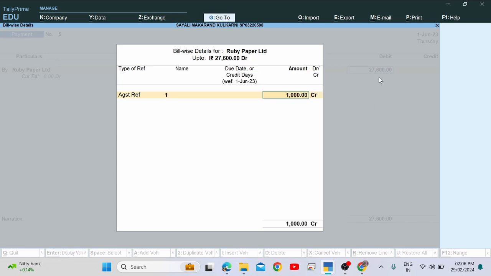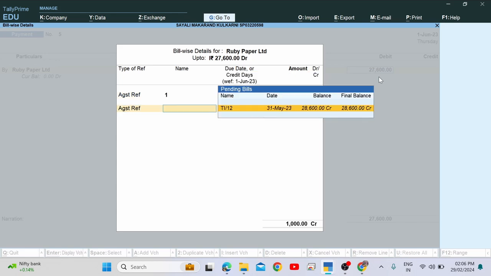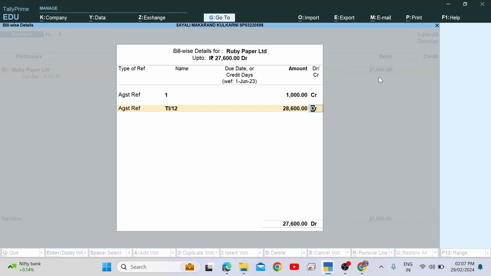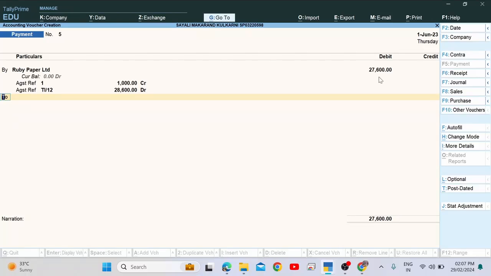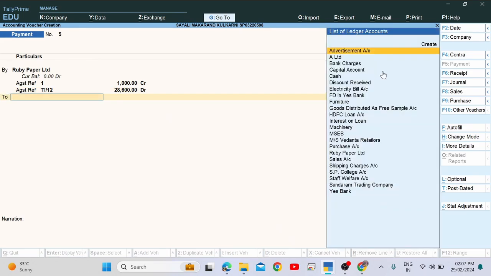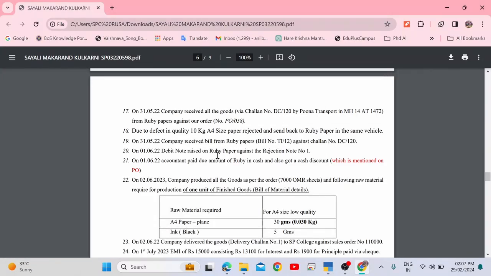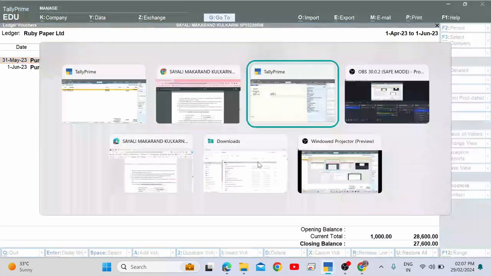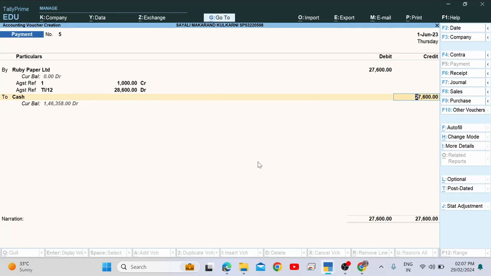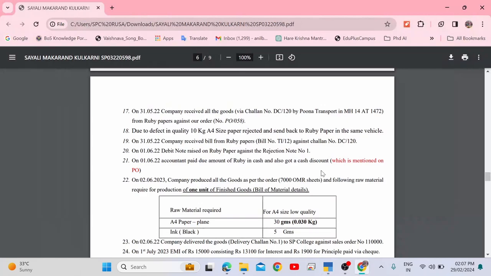And then adjust against what you are giving. So against this 1,000, and both references, you should select both references. Don't select any one, because after debit and credit, the net reference should be 27,600 rupees. Now debit and credit net, here you are getting 27,600. The reference is correct. And what are you giving? You are giving cash, correct? You are giving in cash. Therefore here say cash, correct? And how much are you giving?